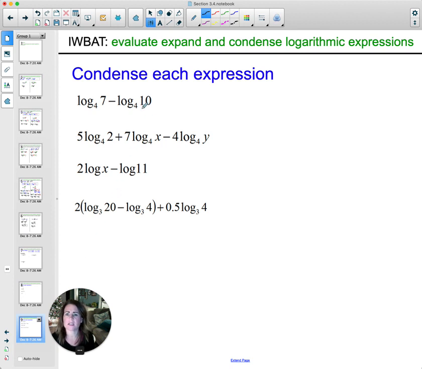We can condense these. Let's condense these. So this one's subtracting. So again, we've got a log base 4. So log base 4, first part on top, second part on bottom since it's subtracting.